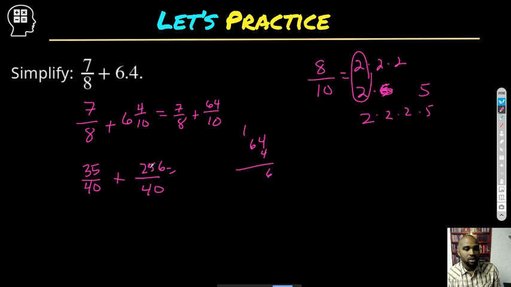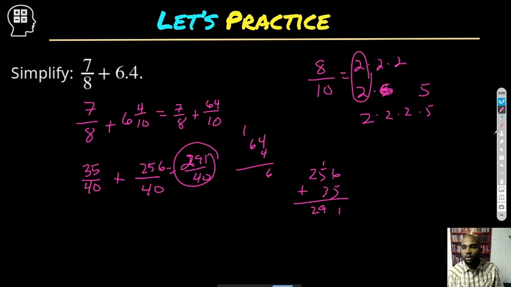My goodness. 256 plus 35 is 291. So that's 291 over 40. Wow. That's a lot of work. So let me show you why it's important to be able to do this now, because we don't want to do all that again. Let's do 7 divided by 8.